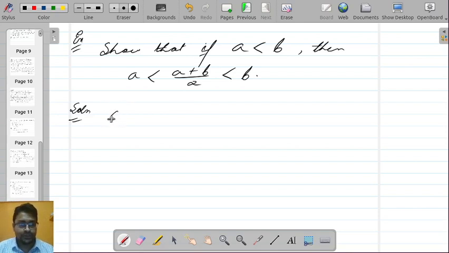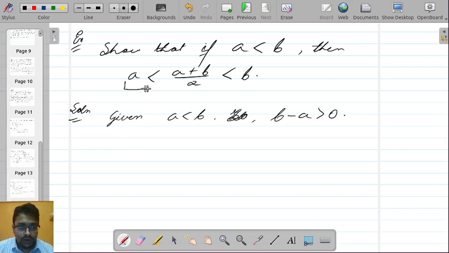Okay. So given a is less than b. So a less than b means what? b minus a is greater than 0. Okay. b minus a is positive. So now in order to show this inequality, what I have to do? I have to find out the difference of a plus b by 2 and a. Okay. So now a plus b by 2 minus a. If I can show that this is positive, then this inequality is correct.